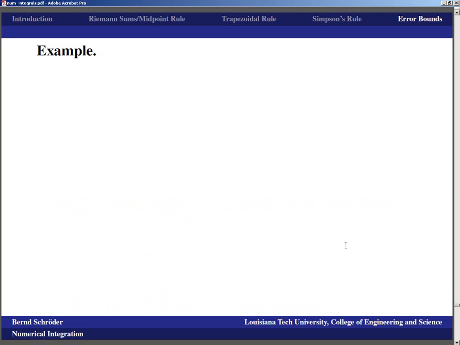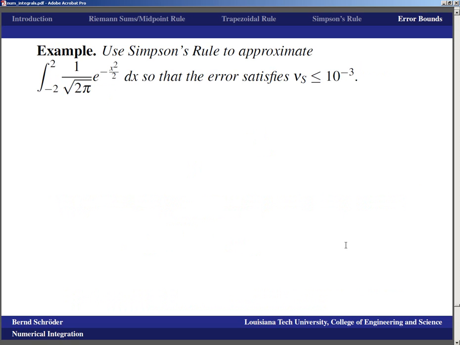So now let's take a look at an actual example. And so now I want to use Simpson's rule to approximate the integral from -2 to 2 of this function, so that the Simpson's rule error is bounded by 10 to the -3, which would mean that we have roughly 3 accurate digits.